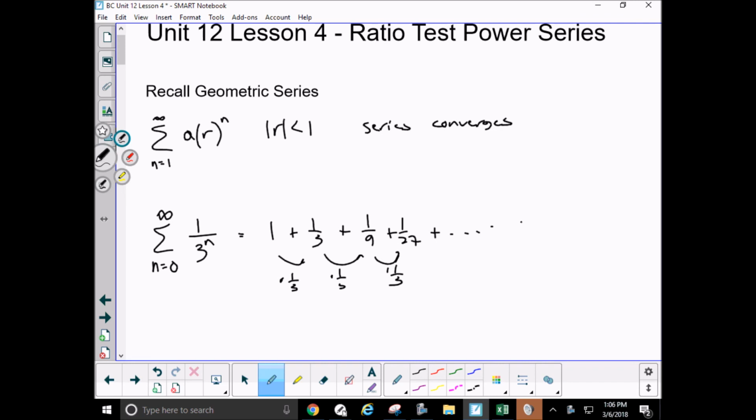Another way of writing down what r is: you took the next term and divided it by the previous term, right? Okay. And as long as r, which is a to the n plus 1 over a to the n, the absolute value of it is less than 1, then we said the geometric series converges.